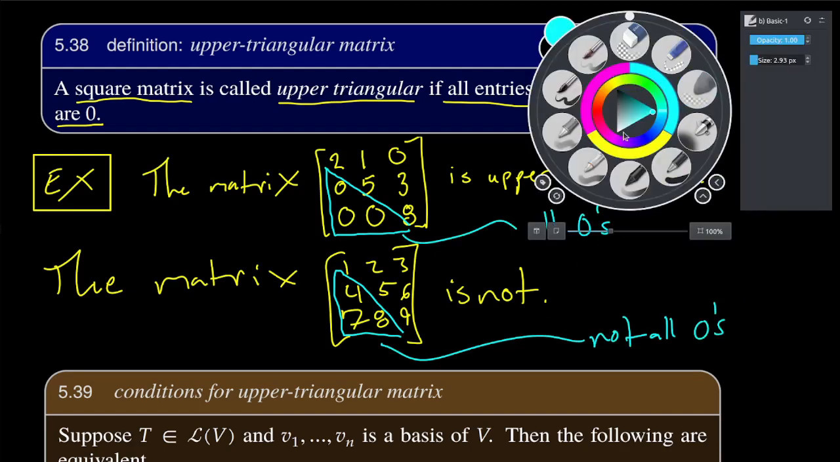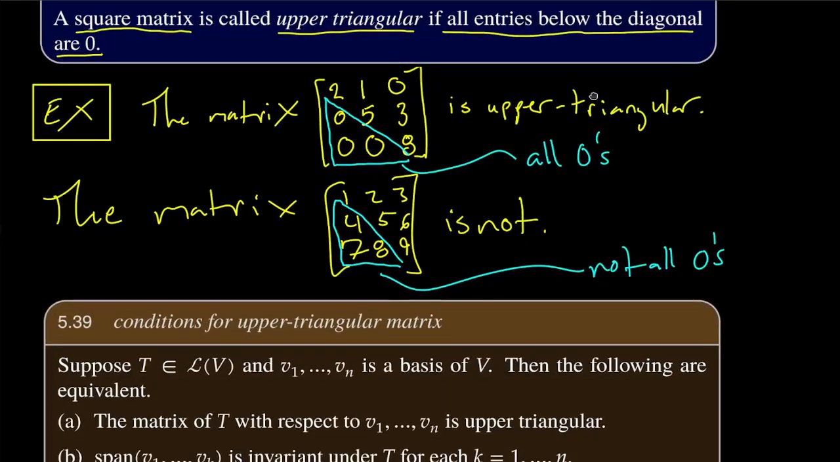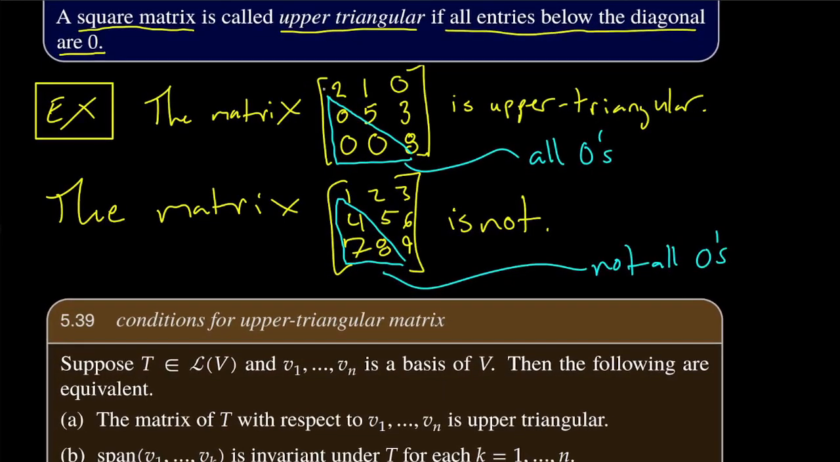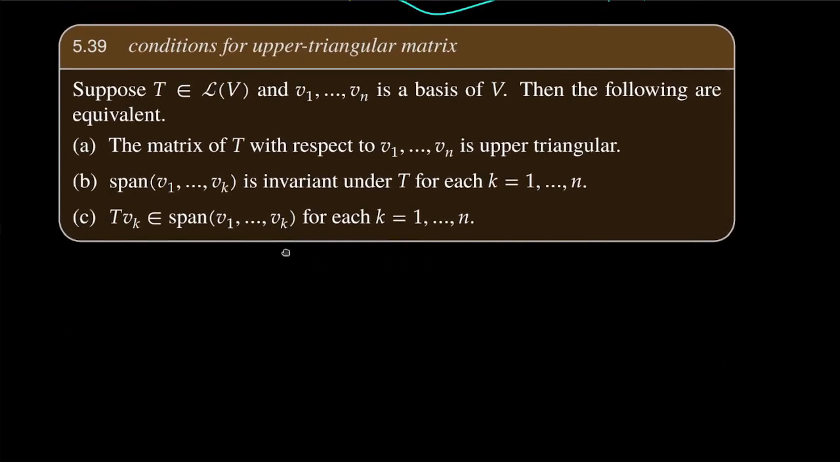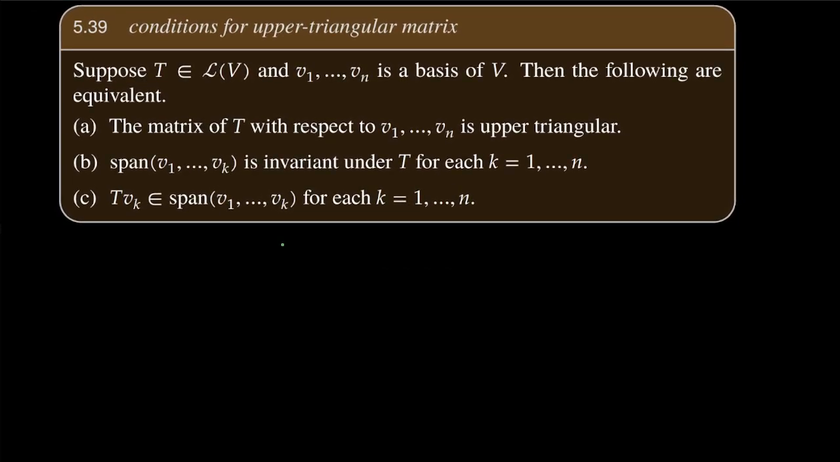Okay, upper and lower triangular, not that bad of a concept. Just look at the diagonal. The stuff below it, is it all zeros? If it is, upper triangular. If it's not, not upper triangular. So, what does upper triangularity tell us? Well, here's one thing it tells us. A bunch of different equivalent statements. So I will write my proof box and we'll start to prove this.